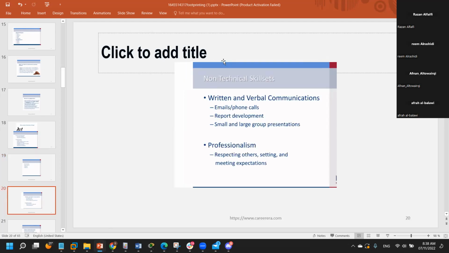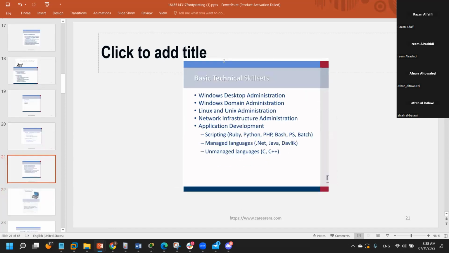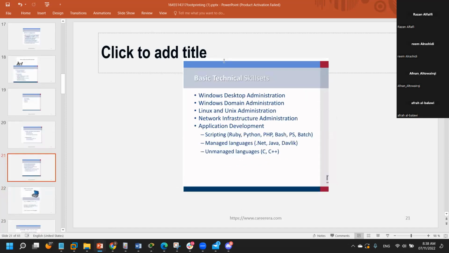So these are the non-technical skills. I have talked about written and verbal communication. You need to be professional in what you do. So this we already covered. Also the basic technical skill sets, as I mentioned, you have to have the two mentalities, the offensive one and the defensive one. The offensive one, as I told you guys, you need to really think like a hacker and really be aggressive sometimes to exploit vulnerabilities and to do things.